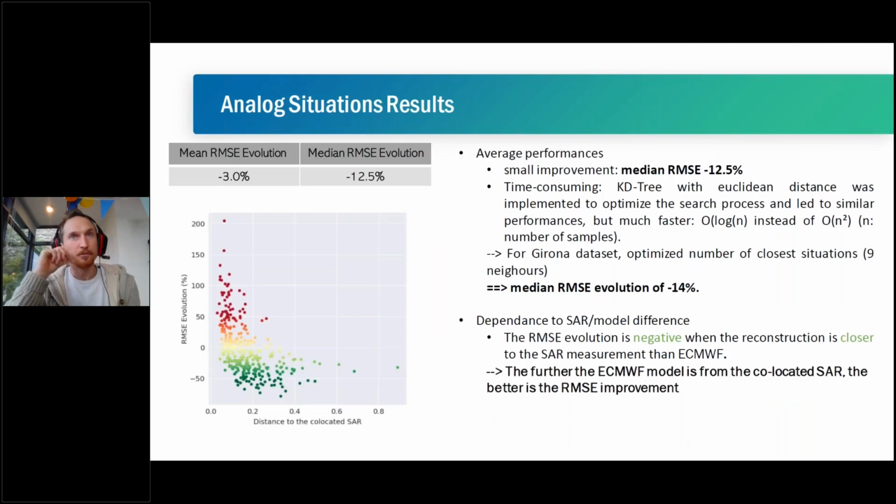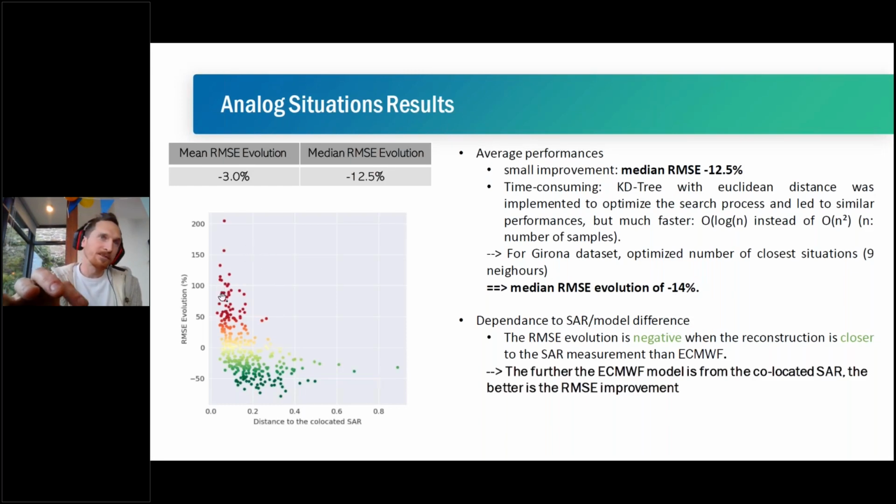I still have 3 more slides and the conclusion. So overall, we have a median root mean square error improvement for the average performances of 12.5%. And if we also use some KD3 methodology algorithms, we managed to speed up the process and optimize some parameters that give us the ability to find optimized results with a better improvement of the median root mean square error of 14%.